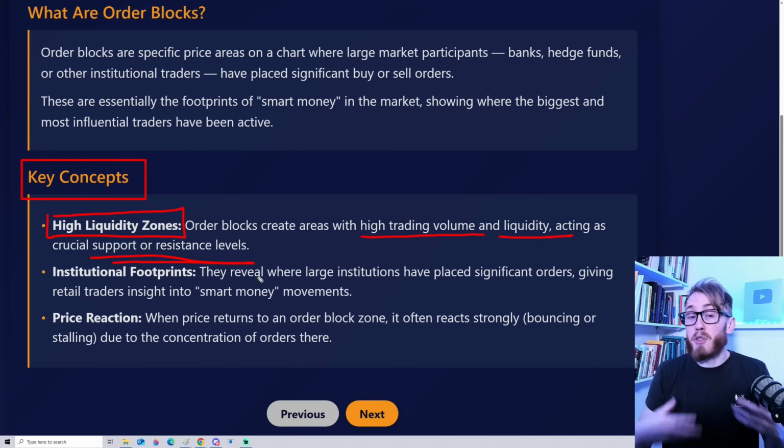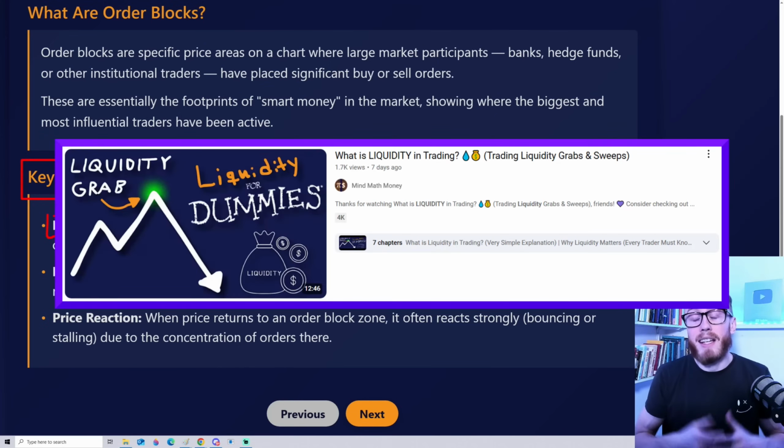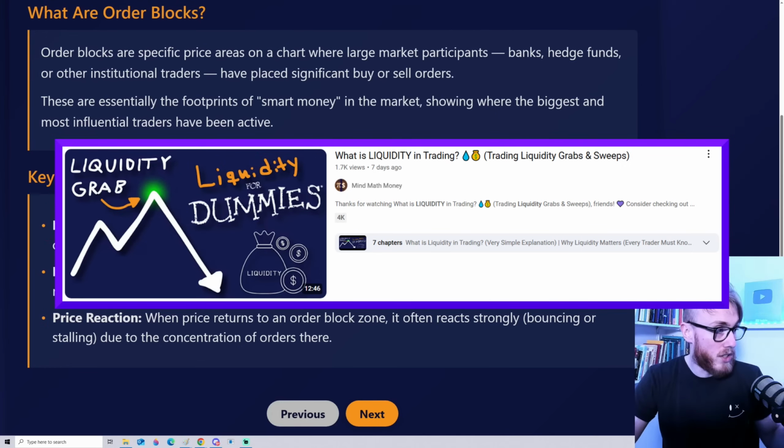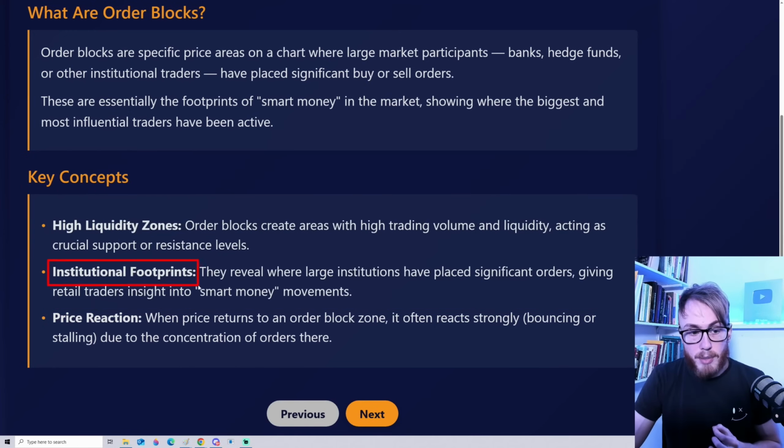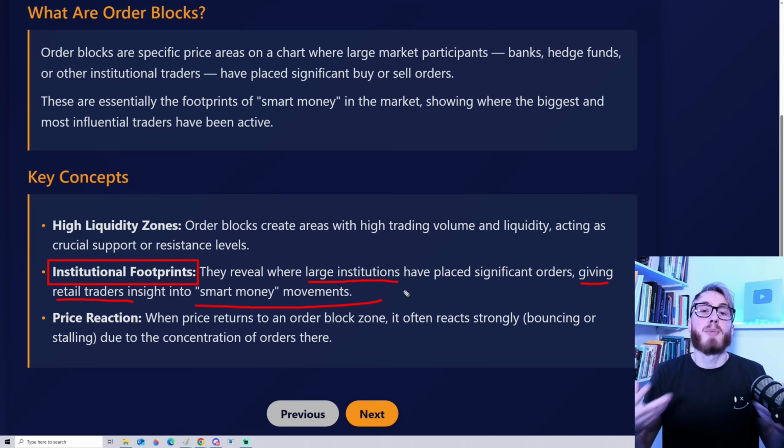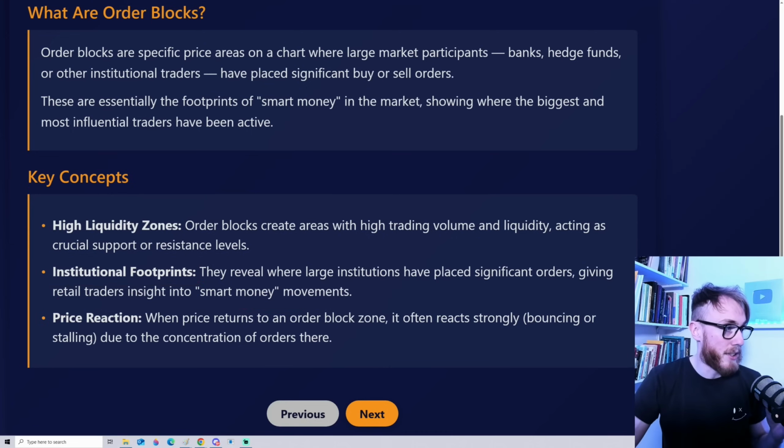In the future, these order blocks can act in a similar way as support and resistance levels. And by the way, guys, if you don't know what liquidity is, I highly recommend to check out this video right here. In that video, I go over both liquidity and also some important concepts called liquidity grabs and liquidity sweeps. And these concepts can be very useful if you want to trade order blocks. The next key concept here is institutional footprints, because order blocks basically reveal where large institutions have placed significant orders, giving retail traders like me and you insights into the smart money movements. This is very, very key.